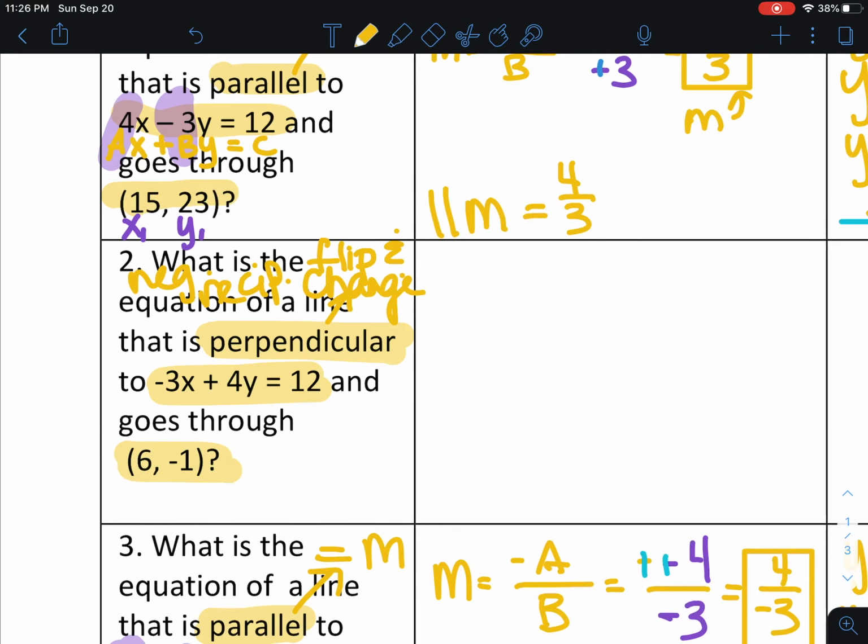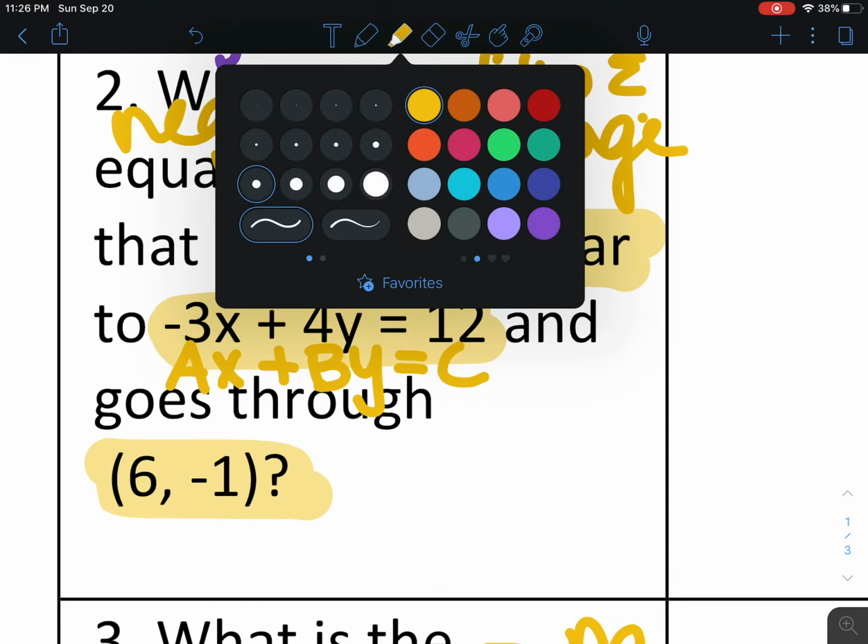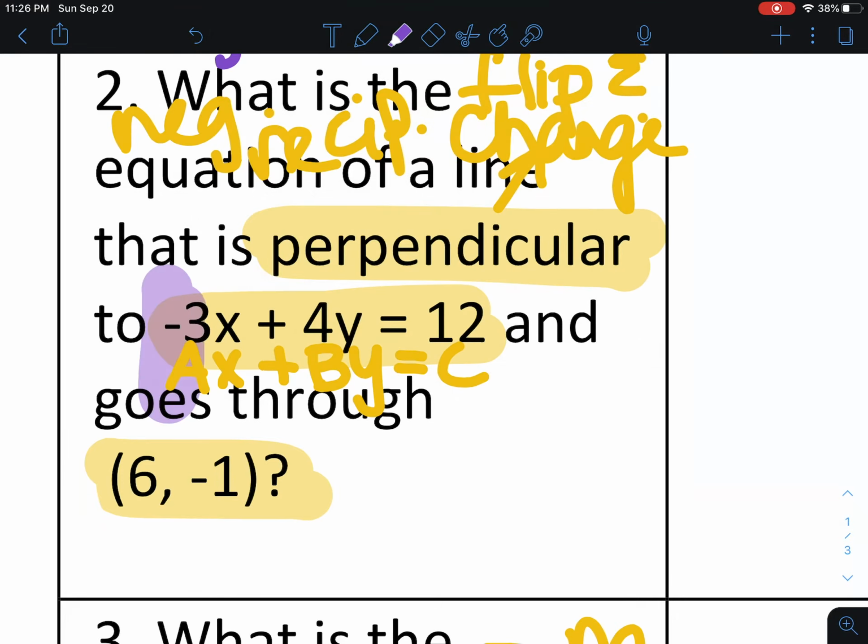Alrighty, so this is our equation. This is our point. Let me go ahead and label. Let me zoom in because y'all know. This is ax plus by equals c. Let me go ahead and highlight a, which is going to be negative 3. I'm going to highlight b, which is just 4 because it's plus 4. And then I'm going to label my x1 and y1.